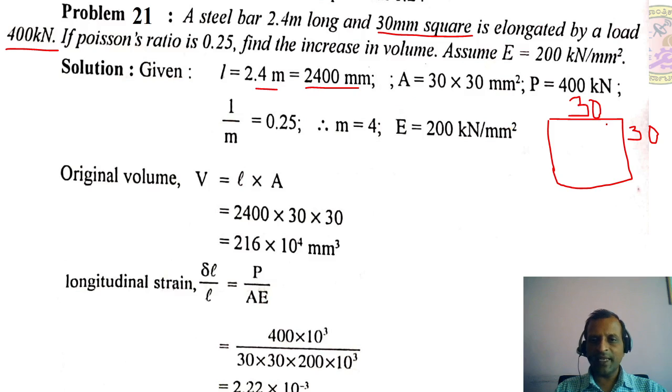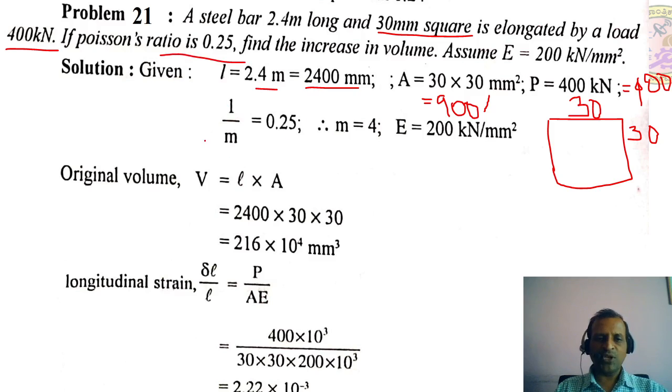So you will get area is 30 into 30. 30 into 30 will give you the area. That means it is 900 mm square is the area. P is given as 400 kilonewton. It means 400 into 10 to power of 3 Newton. This is the load. Then he has given the Poisson's ratio.